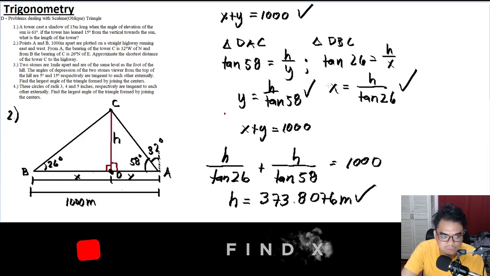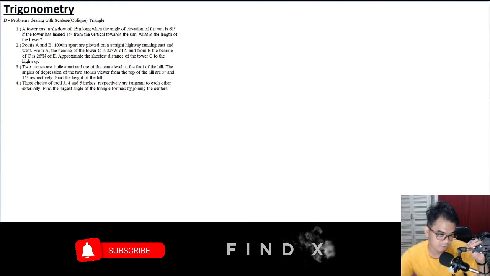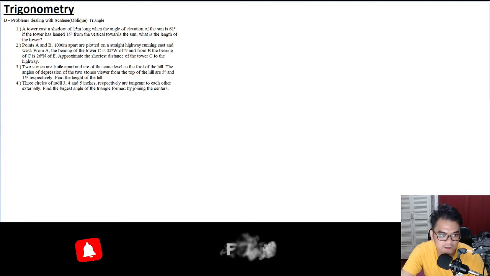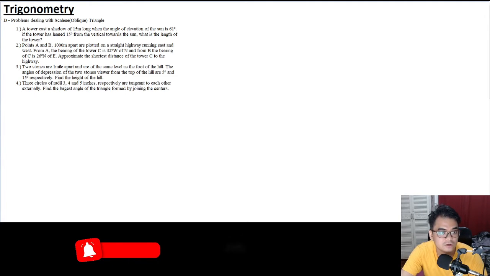Okay, so let's move on to the next problem. Okay, so we got our next problem. Two stones are 1 mile apart and are of the same level as the foot of the hill. The angles of depression of the two stones viewed from the top of the hill are 5 degrees and 15 degrees respectively.